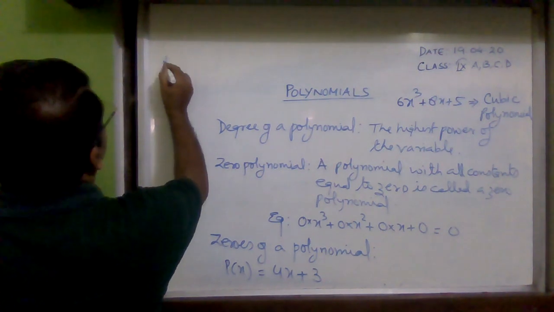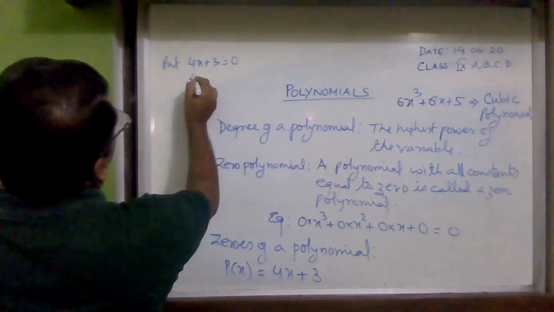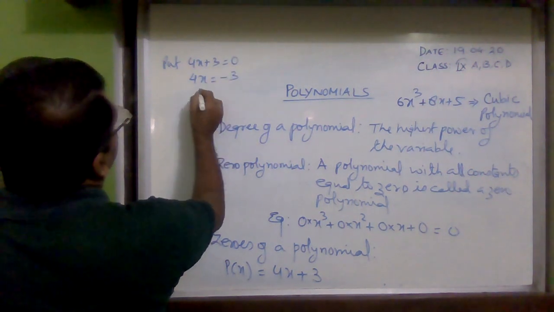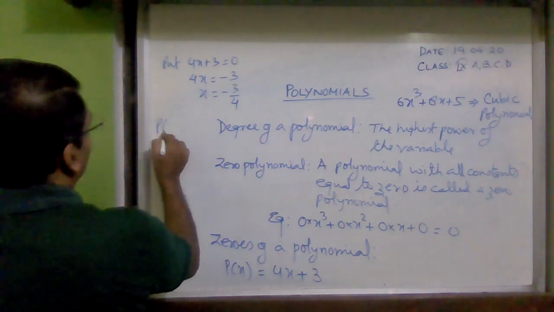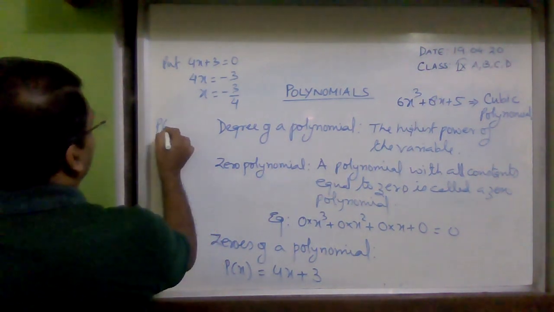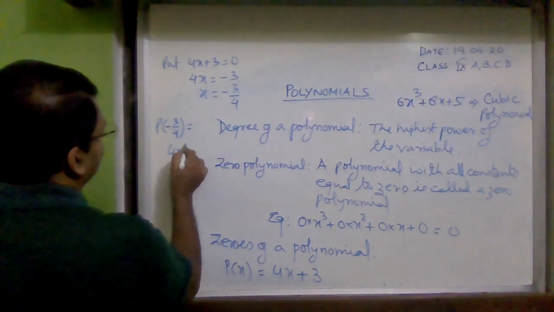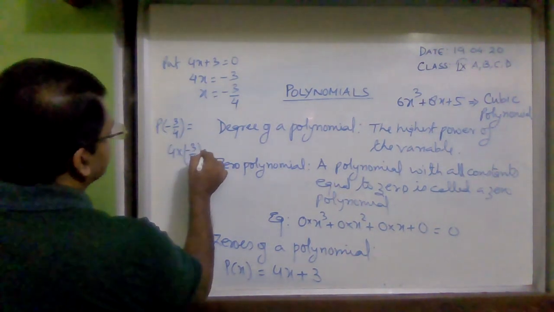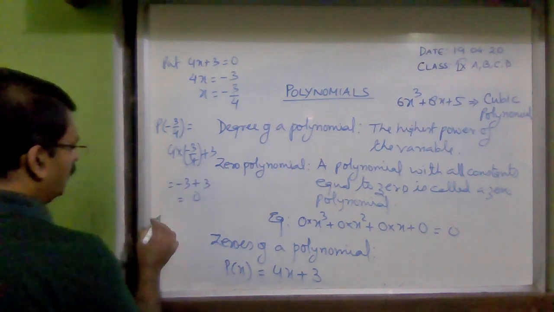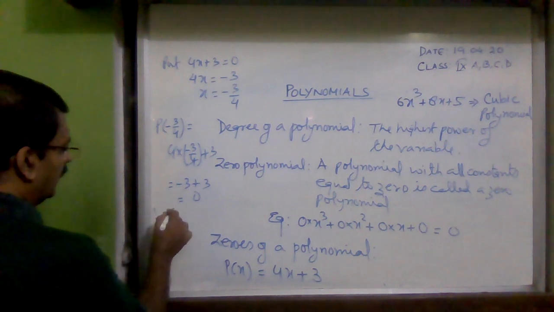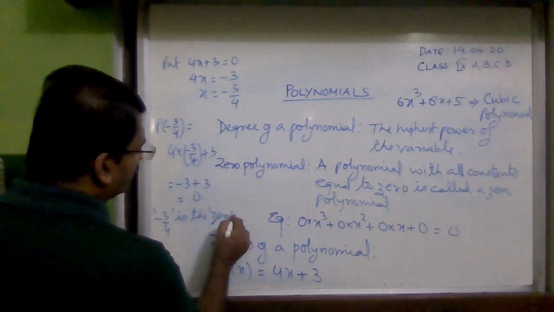Now put 4x plus 3 is equal to 0. Then 4x is equal to minus 3. x is equal to minus 3 by 4. That means in the polynomial p(x), in place of x, if I write minus 3 by 4, then we will get 4 into minus 3 by 4 plus 3. So it is minus 3 plus 3, that is 0. So minus 3 by 4 is the zero of p(x).